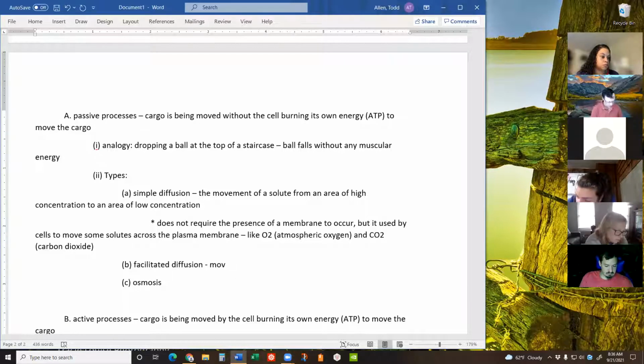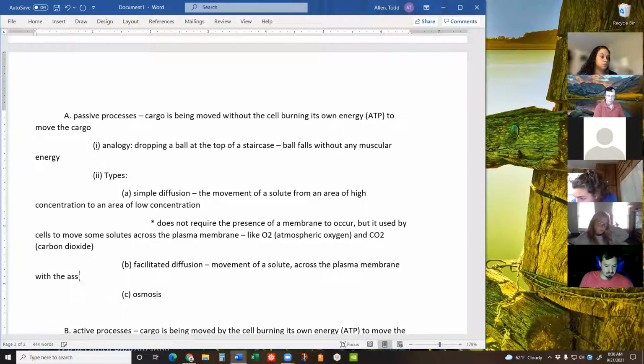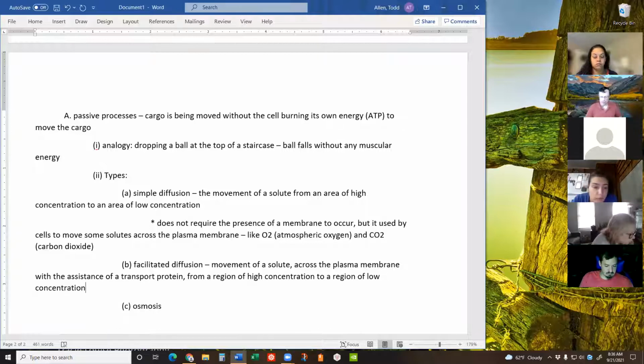Facilitated diffusion is the movement of a solute across the plasma membrane with the assistance of a transport protein from a region of high concentration to a region of low concentration. Now there's different kinds of facilitated diffusion. For example, figure 3.6 shows you channel-mediated facilitated diffusion.